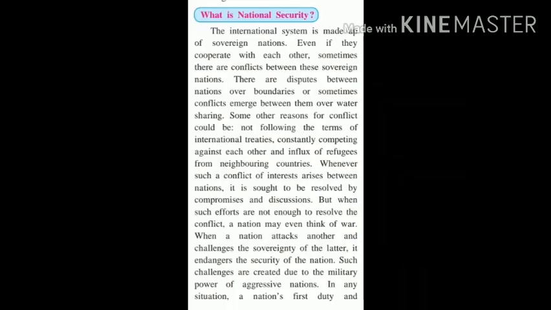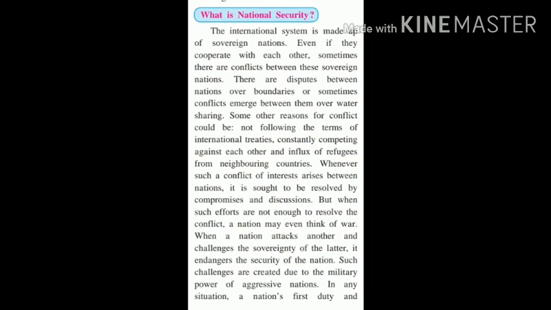So let's begin. First, we are going to study what national security is. The international system is made up of sovereign nations. Sovereign means independent, so the international system is made up of independent nations. Even if nations cooperate with each other, sometimes there are conflicts between these independent or sovereign nations.